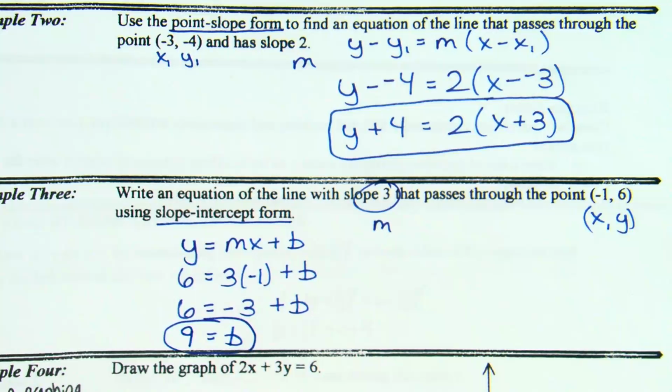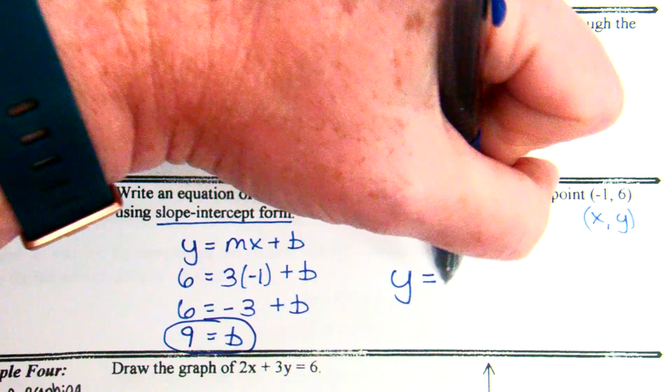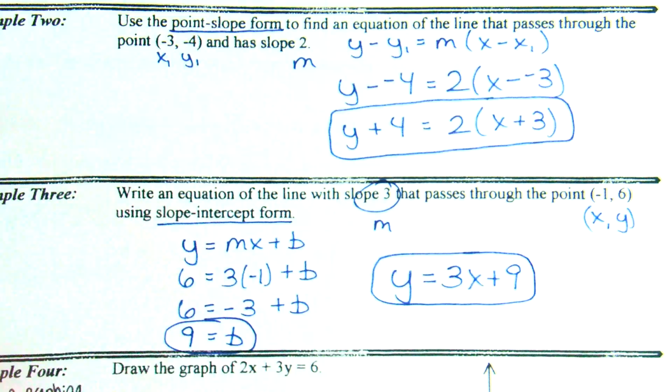So what form are we writing this final equation in? Slope-intercept, mx plus b. So what do I write? y equals, what was the x? 3x plus 9. Because they gave us a slope of 3, and we found the b value of 9.